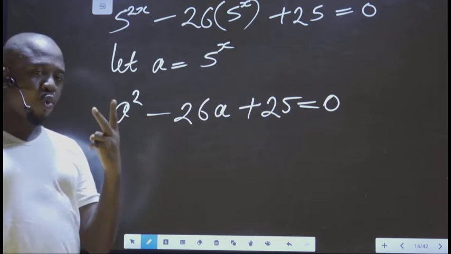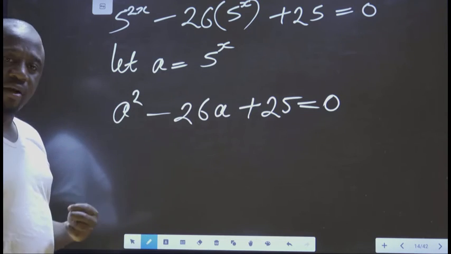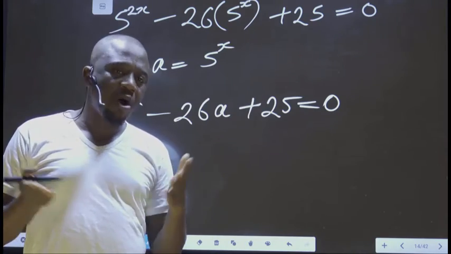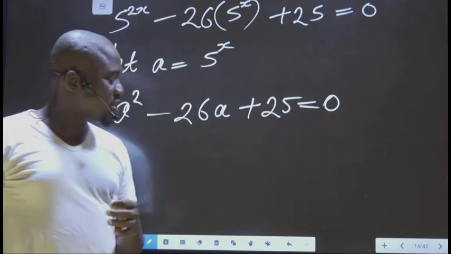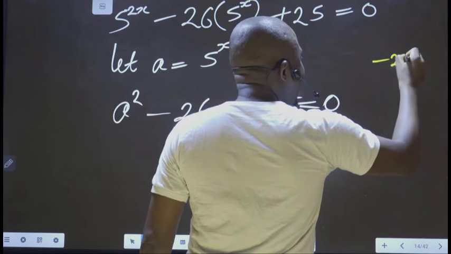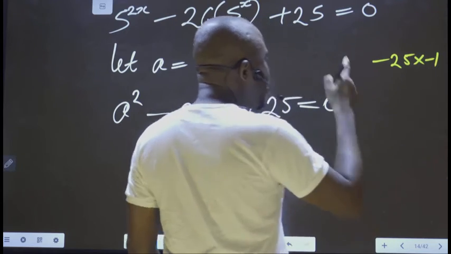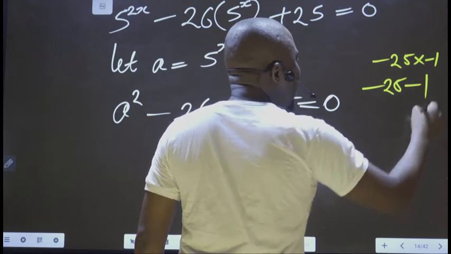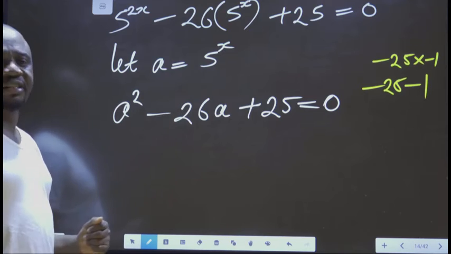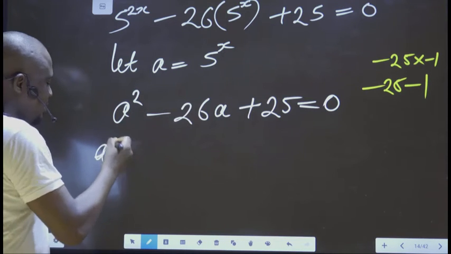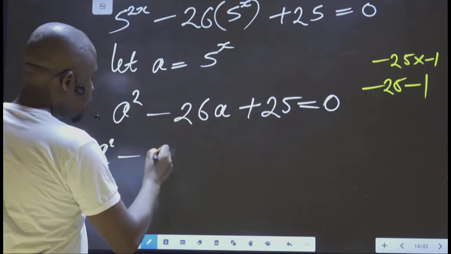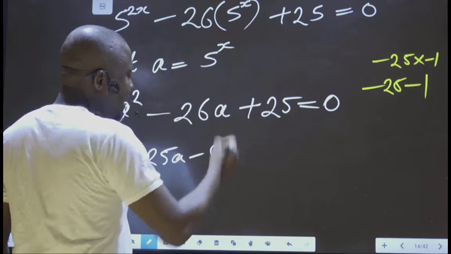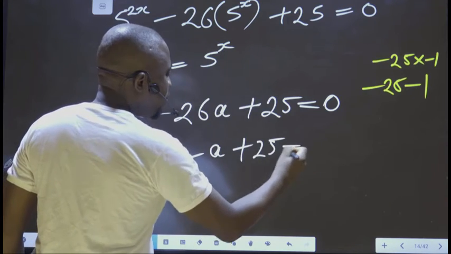Have we done this? Which two numbers, if you multiply them, give you 25, and if you add them, give you minus 26? I can see in this place, minus 25 multiplied by minus 1 will give me 25. Minus 25 minus 1 will give you minus 26. Therefore, I can replace this guy by minus 25A minus 1A, plus 25 equals to 0.